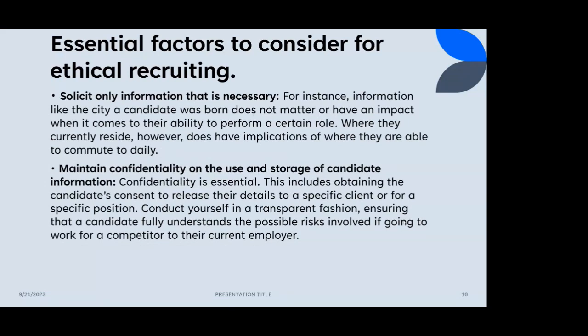Solicit only information that is necessary. For instance, the city a candidate was born in does not matter and has no impact on their ability to perform a certain role. Where they currently reside, however, does have implications for whether they are able to commute to daily jobs or others.